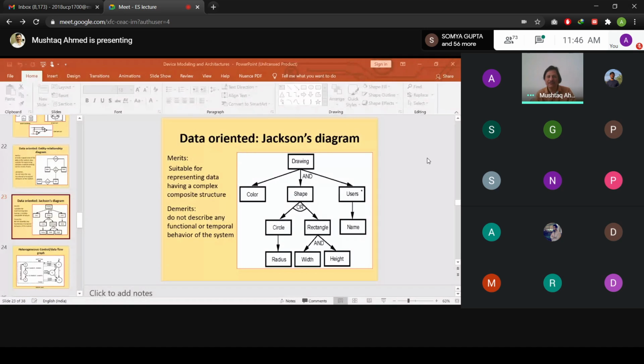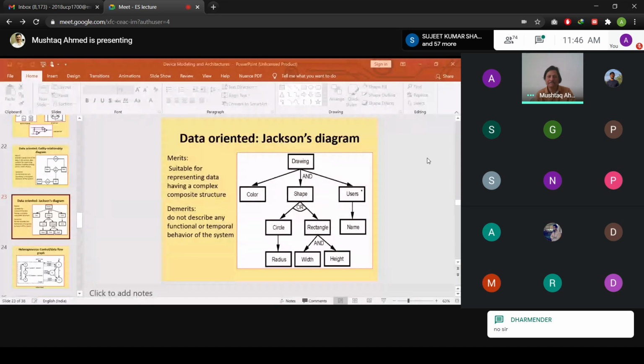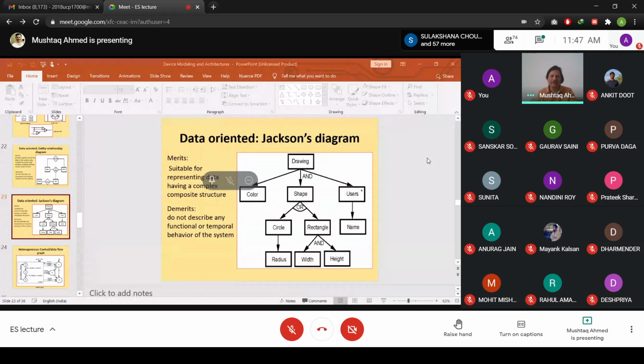Rahul, Dharmender, Mohit, Amarnath Sahu.